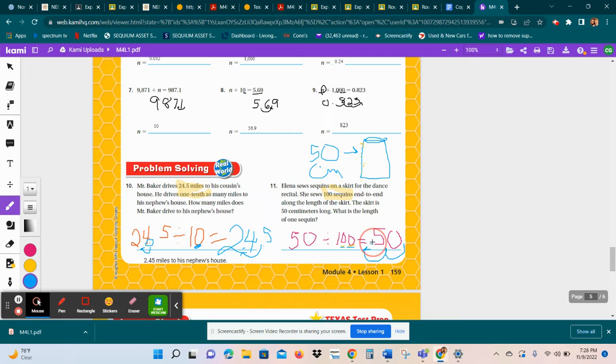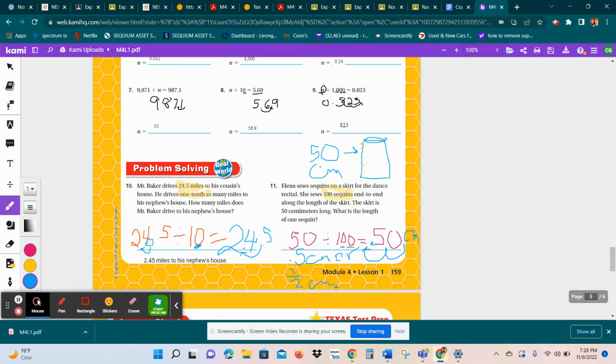And so I can now see that the length of one sequin is 50 hundredths centimeters, or 5/10 centimeters, because it means the same thing, right? Or, I'm trying to draw the, or, 1/2 centimeter.